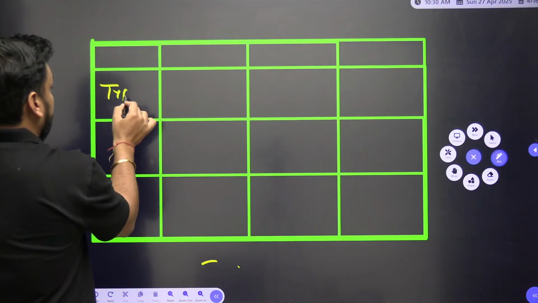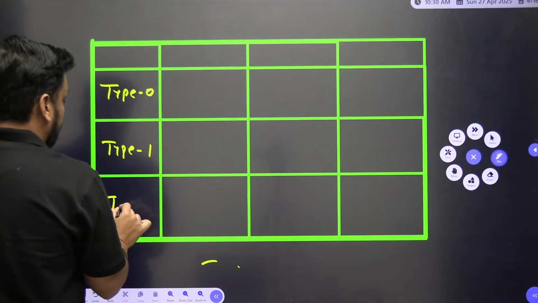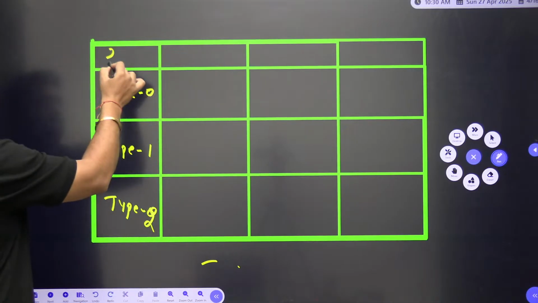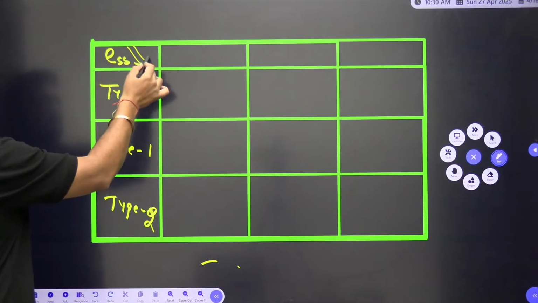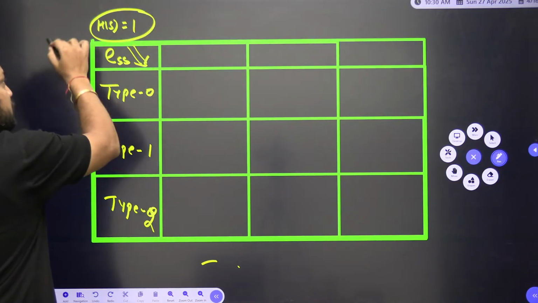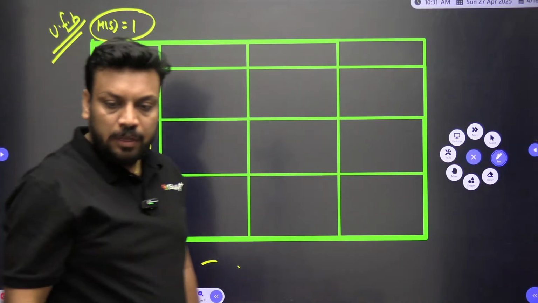First of all, this table says type 0, type 1 and type 2. What do you mean by type 0, type 1 and type 2? This is a table dedicated to the steady state error, provided that it is a unity feedback system, UFB, which means H(s) equals 1.